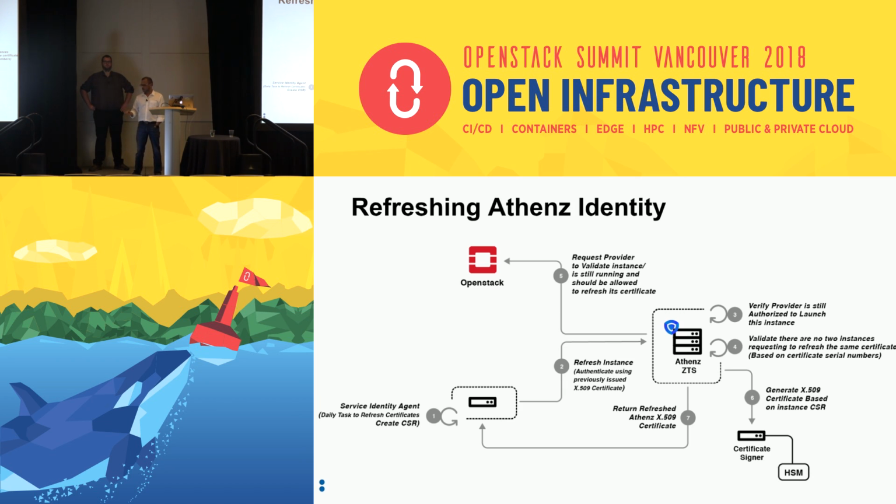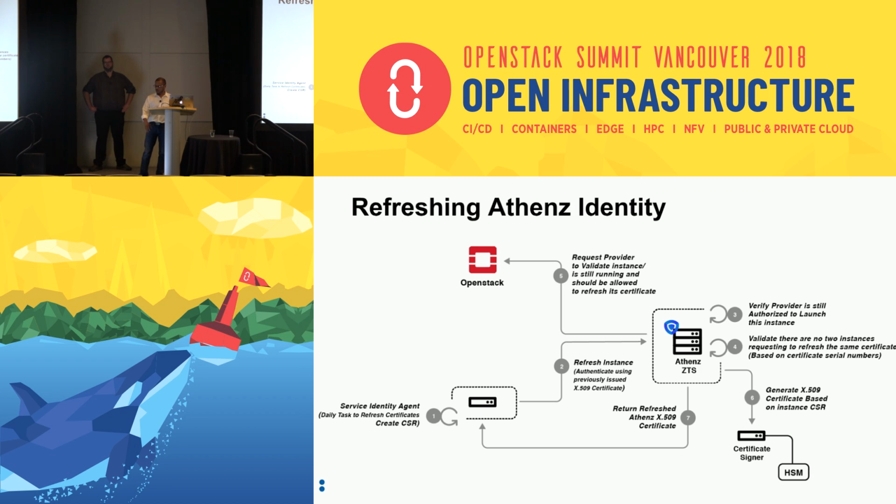Then number 4, it also validates to make sure that no 2 other instances are trying to get the things. In case your instance is compromised, your certificates and the private keys are stolen. If another service is trying to reference the certificate, we can catch it because for the X509 certificate Athenz issued, every single certificate has its own serial number. So we know that not 2 instances can reference the same certificate. So we make sure that we verify that one at number 4.